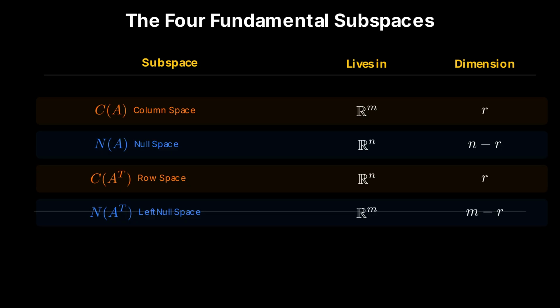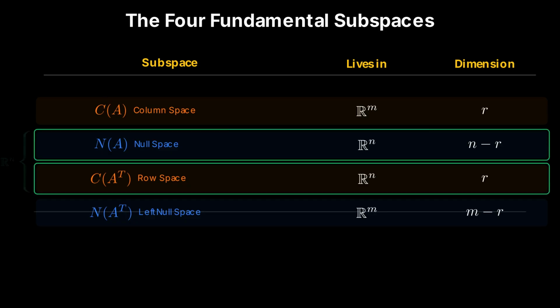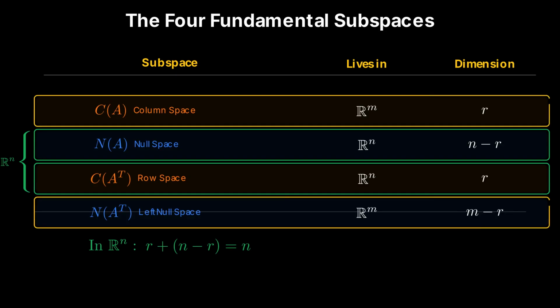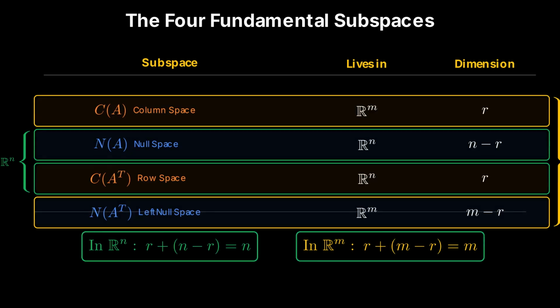Now notice how these pair up beautifully. In R^n, the row space has dimension r and the null space has dimension n minus r. Together, r plus n minus r equals n. They account for all dimensions of R^n. In R^m, the column space has dimension r and the left null space has dimension m minus r. Again, r plus m minus r equals m. The subspaces in each ambient space perfectly use up every available dimension.